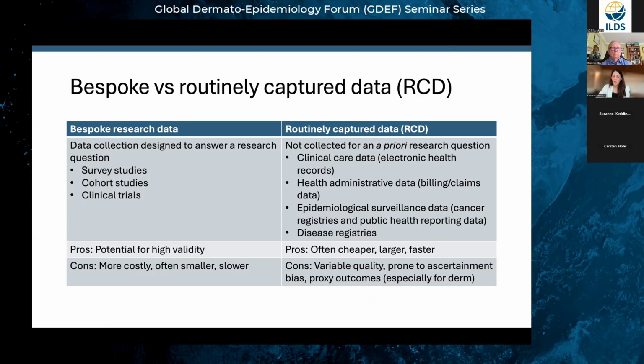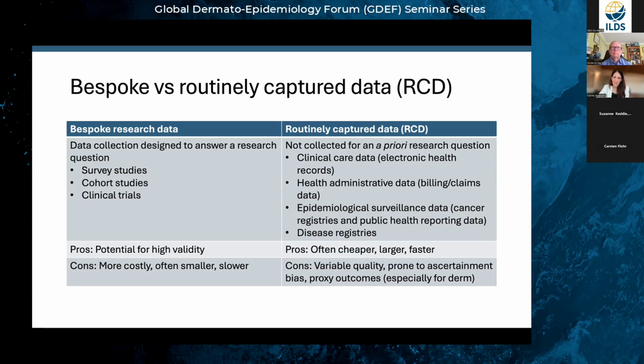However, it may be more costly, it's often smaller or less generalizable, and by nature slower than using a routinely captured data source. So these are data sources that are not captured a priori for research. They could include electronic health records, billing or administrative claims data, surveillance data like cancer registries, or even disease registries if they're not designed to answer a specific question, although those fall closer on the continuum to bespoke research data. They're often cheaper, larger, faster, increasingly available, but they're of variable quality to answer the research questions people have.